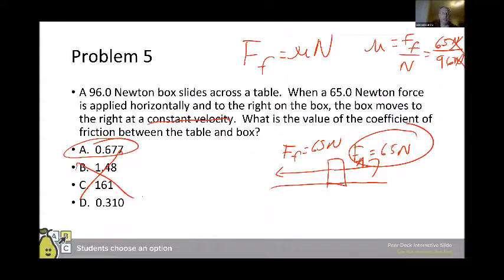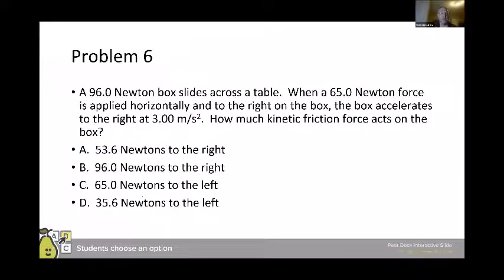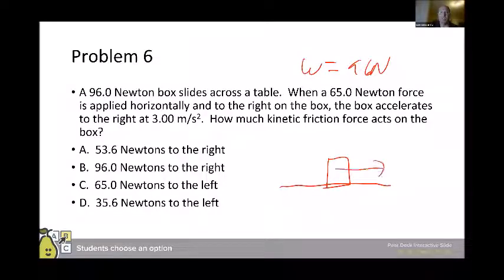All right, let's move on and look at another problem then. So notice the same basic kind of setup on this one. Real simple, straightforward kinds of problems. So same box, still has a weight of 96 newtons, still applying a force of 65 newtons to the right. But this time the key word is the box accelerates. And it tells us how much it accelerates. We want to know how much kinetic friction there is.